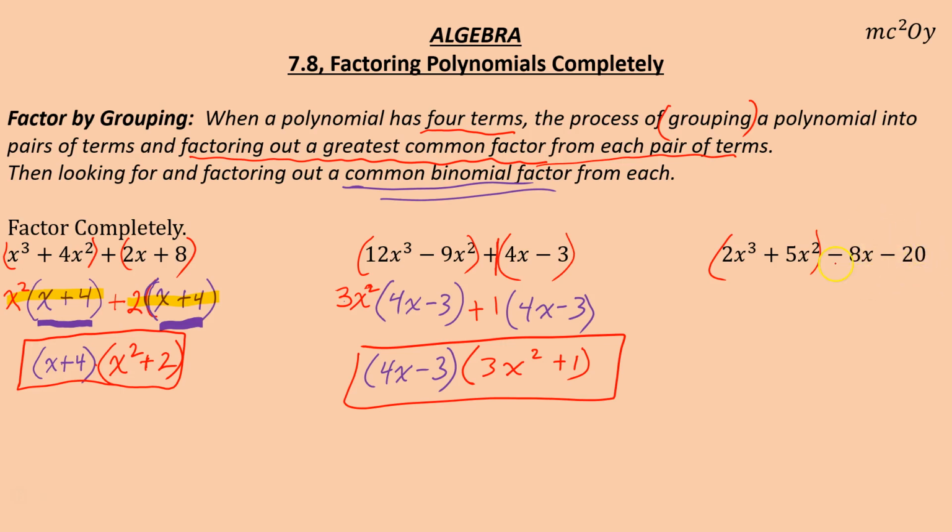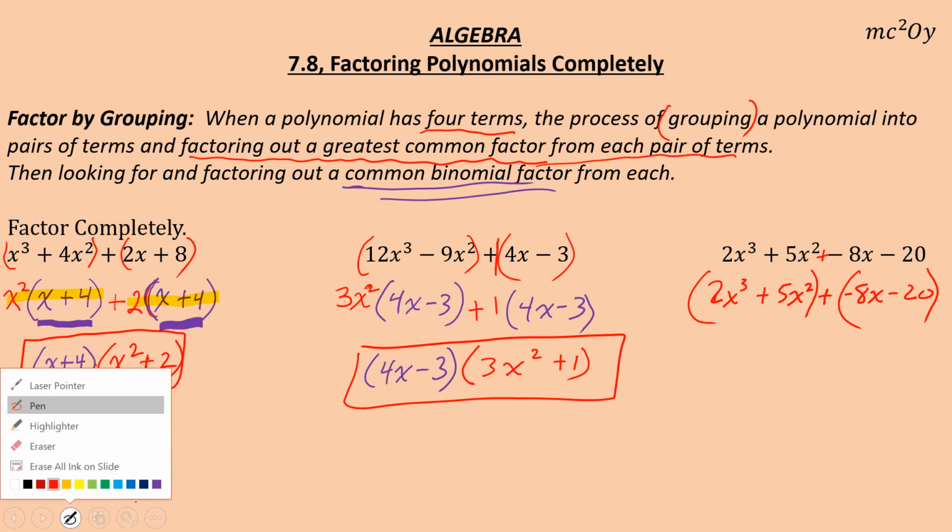So what do I need to worry about? Well, anytime you see a minus in there, you should really start thinking, well, I'm going to rewrite it. So 2x cubed plus 5x squared, and I'm going to put plus negative 8x minus 20. So I'm just saying I'm going to add a negative 8x minus 20. Okay? And so really when I set my groups now, I have that group and I have that group, and it's a plus in between. You always want to have a plus in between the parentheses, just like we did in the previous two.